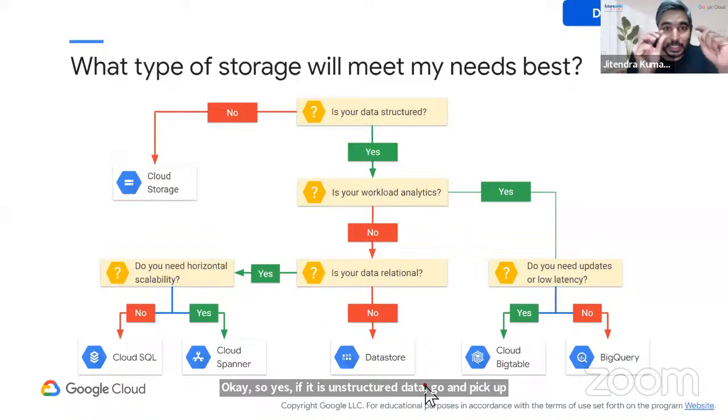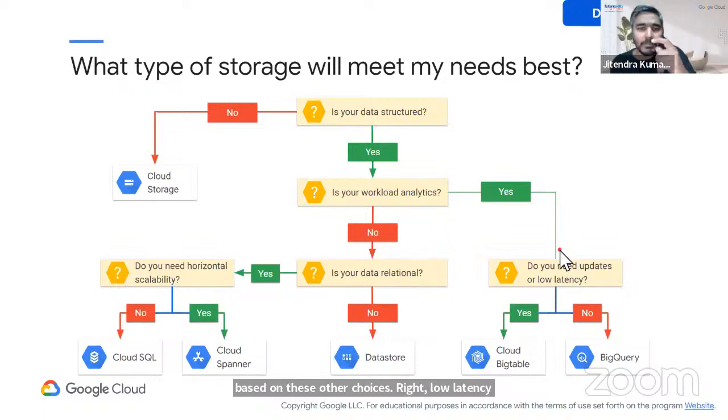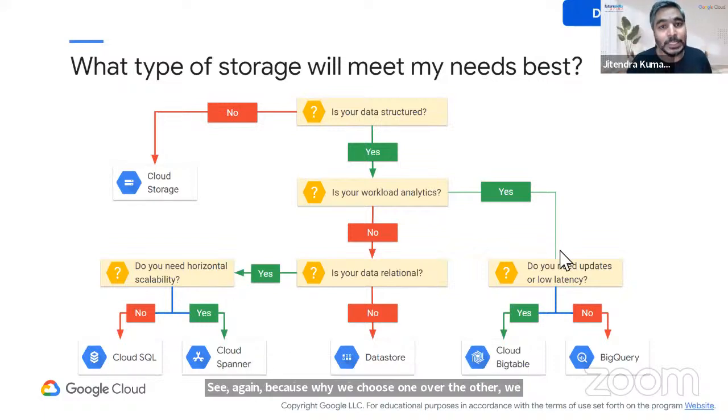If it is semi-structured, you could basically look at Datastore, which is the name of the previous version of Firestore. So it could be Firestore or it could be Bigtable based on these other choices, right? Low latency, high latency. See, again, because why we choose one over the other, we also do cost benefit analysis here, right? We don't want to buy a Mercedes for simply transporting people if there is no arithmetic of dollars involved there, right? So you do cost benefit analysis also and select that, hey, if I have two competing services, relational database, yes, I do have Spanner, I do also have Cloud SQL, which one do I pick up, right?